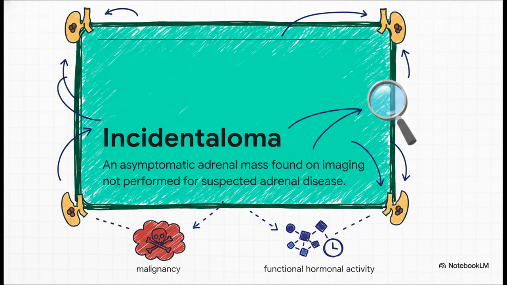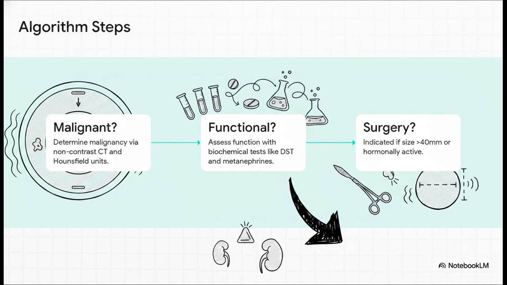By definition, an incidentaloma is an asymptomatic adrenal mass found on imaging that was explicitly done for something else. Now sure, the vast majority turn out to be completely benign, non-functioning adenomas, but you absolutely cannot just brush them off. We have to be methodical. We have to systematically rule out two major threats here, malignancy and functional hormonal activity. And that brings us to the exact algorithm every surgeon has to follow.